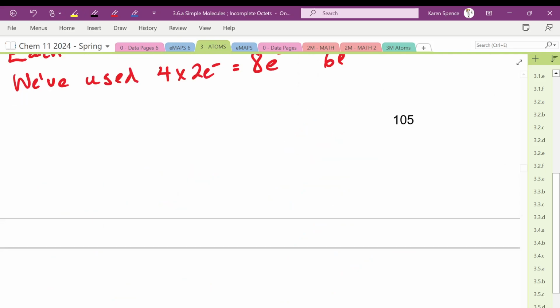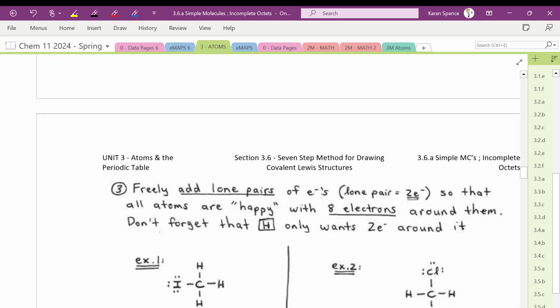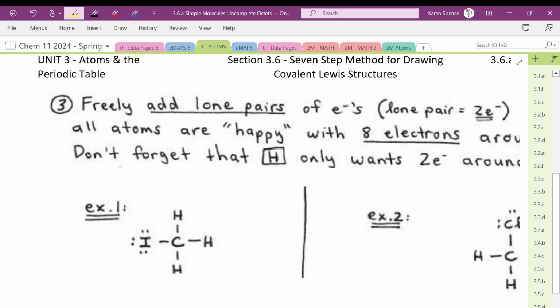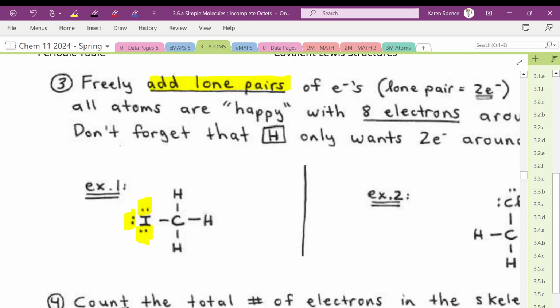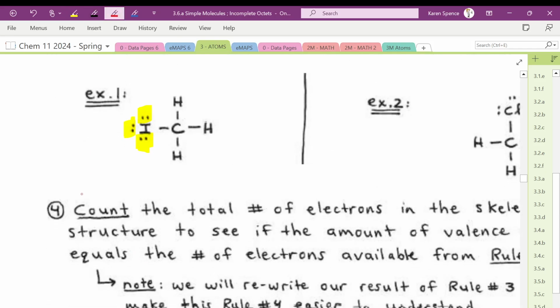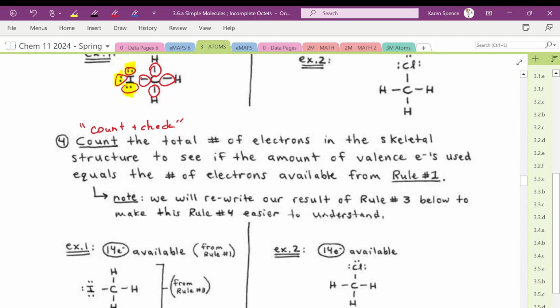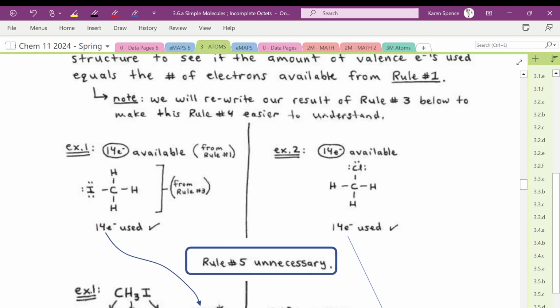Okay, cool. So it shows you here, step 3 is basically you add those lone pairs. Those are the ones that we did on the previous page. And then I like to call this the count and check. Count and check. That's where we count up and say, do we have 14 electrons? 2, 4, 6, 8, 10, 12, 14. Yes, we do. Okay. So that's it. Example 1 is done.